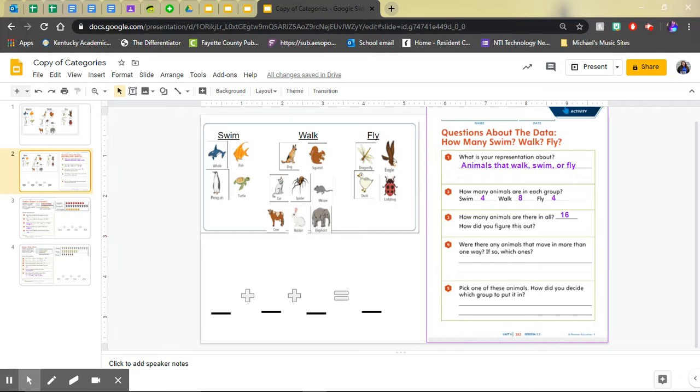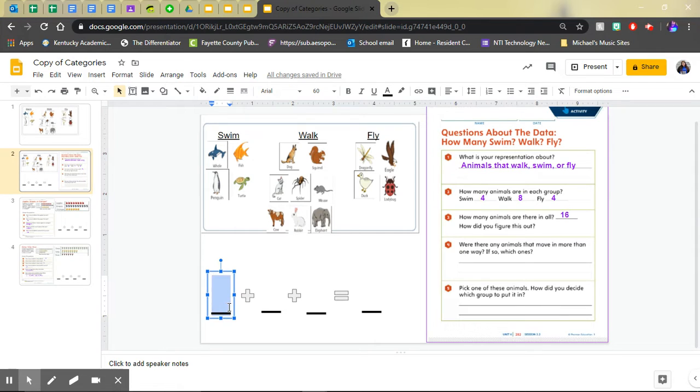Number three, how many animals are there in all? How did you figure this out? So remember, our success criteria ask us to write an equation with 3 parts. So one way you could figure this out is to add your parts together. Now, since I had 4 swim, I can put 4 plus 8 walk plus 4 fly. Your equation might look different depending on how you sorted this.